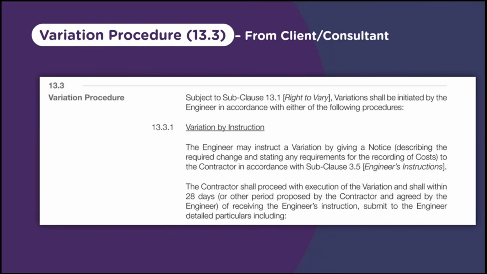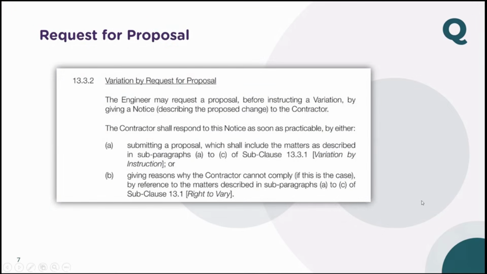That is the first case. Let us look into the second case. This is clause number 13.3.1. Let us look into clause number 13.3.2, which is variation by request for proposal. I think there is some technical glitch. My slide is not moving. Yeah, now it's moved.